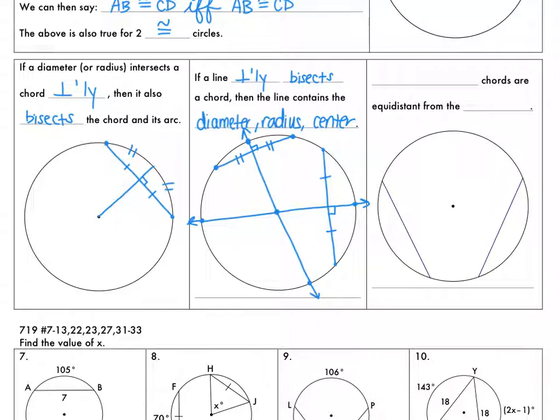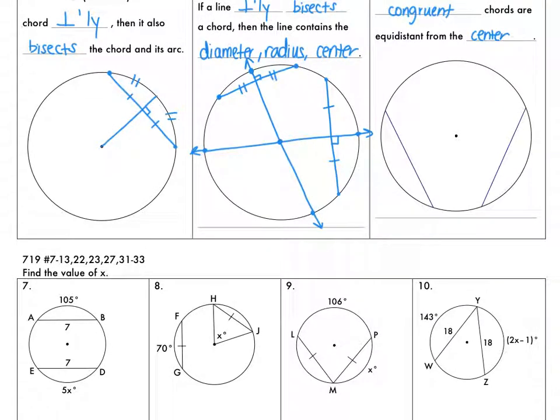So congruent chords are equidistant from the center. So if you have two chords that are the same length, then they're going to be the same distance from the center. So those are my two congruent chords.